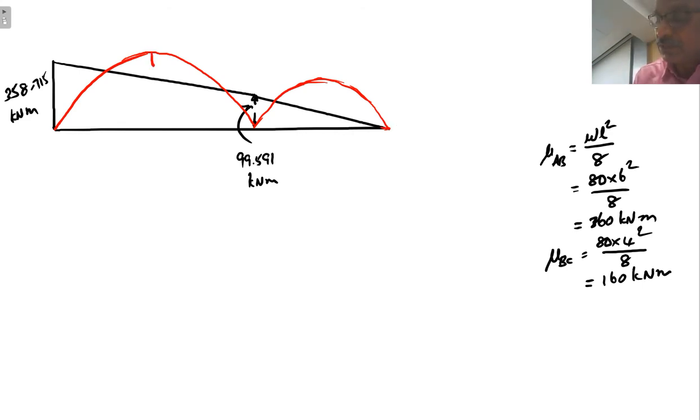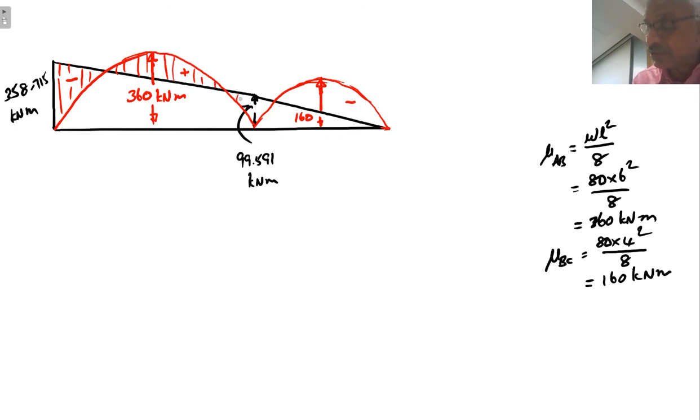So the total value is 360 kilonewton meter, and this value is 160 kilonewton meter. So this is minus, this is plus, this is minus. So we have to hatch perpendicular to the member. So we have to hatch like this, right?